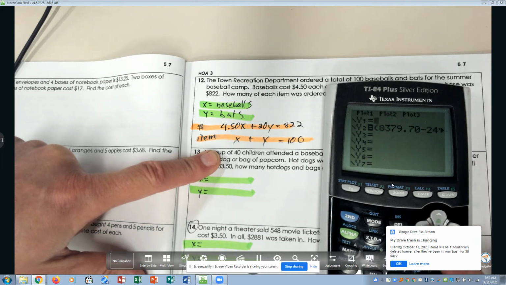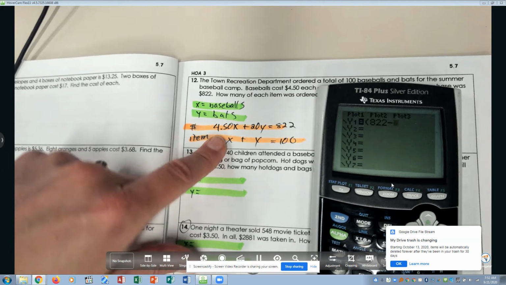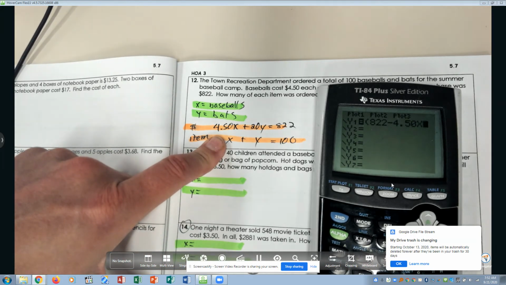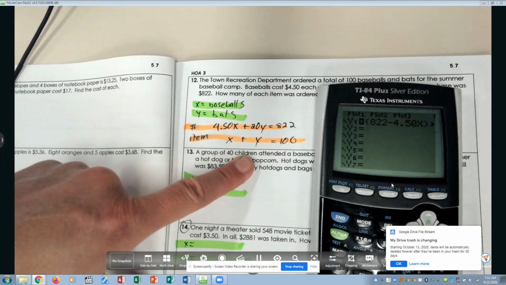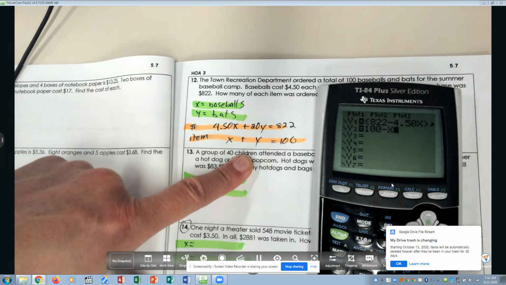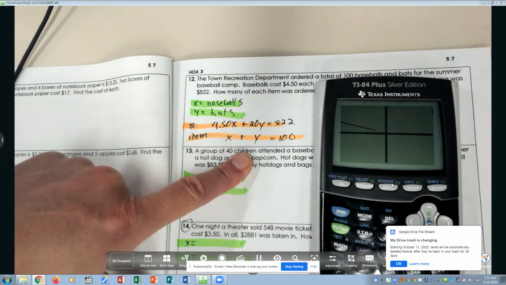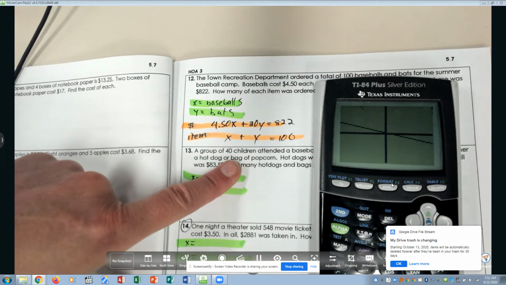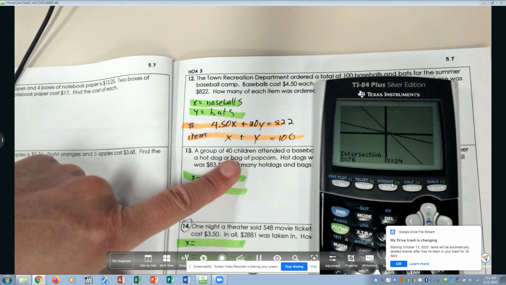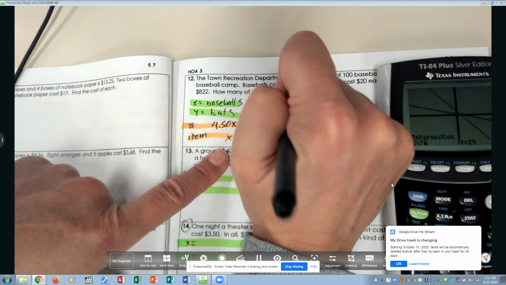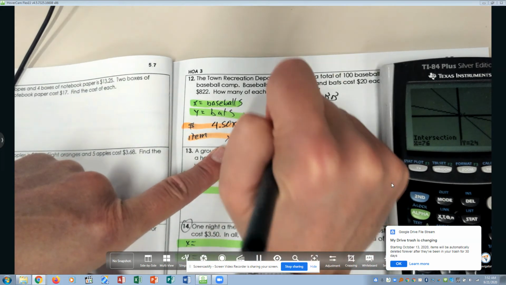All right, so subtract the x term, divide by the coefficient of y. All right, second one, 100 minus x. Okay, so second calc, intersect. Let's see if we can see the intersection point. We can. So enter, enter, enter. So 76 baseballs. So x equals 76 baseballs, and y equals 24 bats.